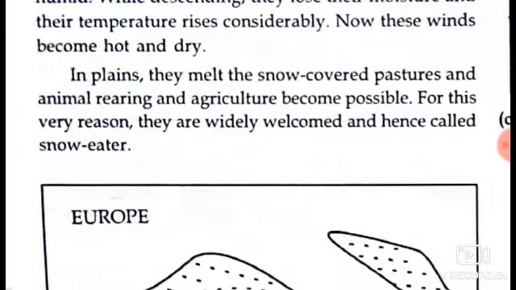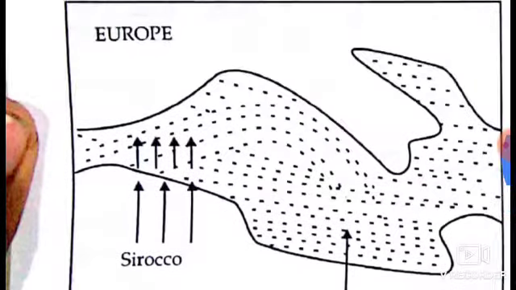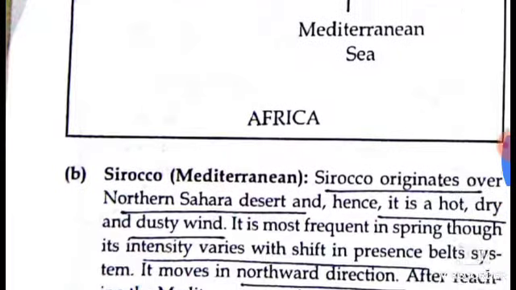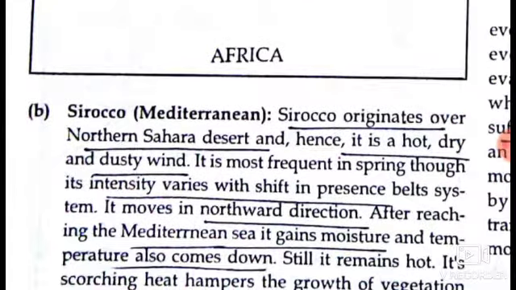Europe, Sirocco, Mediterranean Sea, Africa. Sirocco, mainly Mediterranean. Sirocco originates over the northern Sahara desert, and hence it is a hot, dry, and dusty wind. It is most frequent in spring though its intensity varies with shift in pressure belt system. It moves in a northward direction.